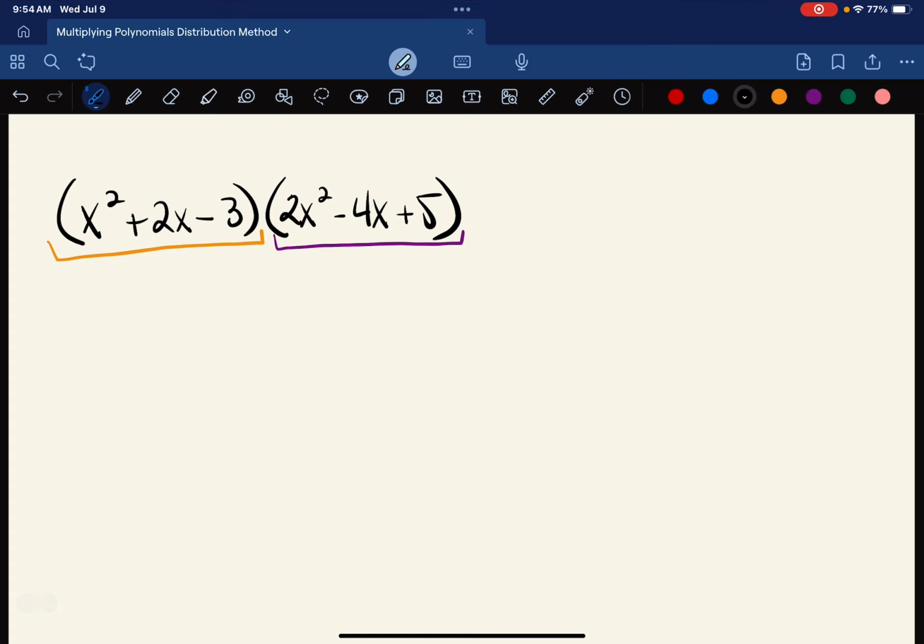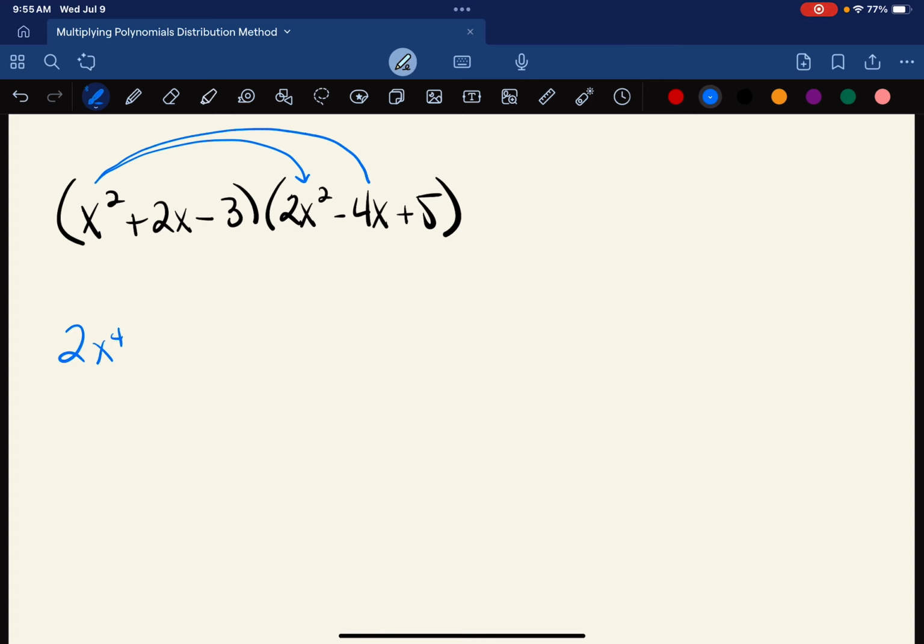And let's go ahead and color code again just so that we can see exactly what it is that's going on here. Let me erase this really fast. All right. So we have x squared times 2x squared gives us 2x to the 4th power. X squared times our minus 4x gives us minus 4x cubed. And then we have x squared times 5, which gives us our plus 5x squared. So that's taking care of our first term.